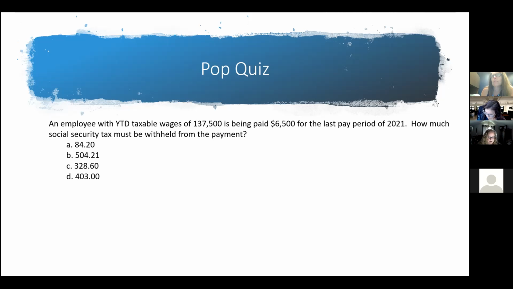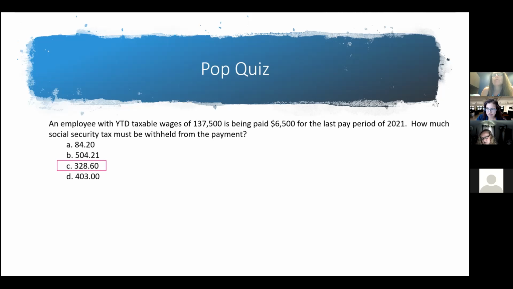So let's see if I did my math right. If the employee is at 137.5 and the taxable Social Security limit is 142.8, then I get that only $5,300 of this payment is taxable for Social Security. Did anybody else get that? That's what I got too. Perfect. So if you multiply 5,300 times 6.2%, I get 328.6, which is C. That's what I got too. Perfect.